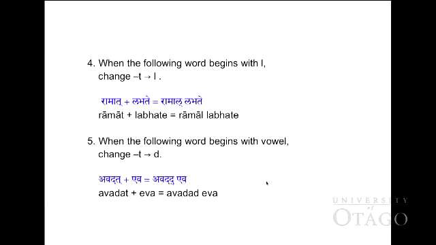Rule number 4. When the following word begins with L, you can change T to L, such as tat labate, tal labate. Rule number 5. When the following word begins with a vowel, you can change T to D. So avadat eva, change T to D, will be avadad eva.